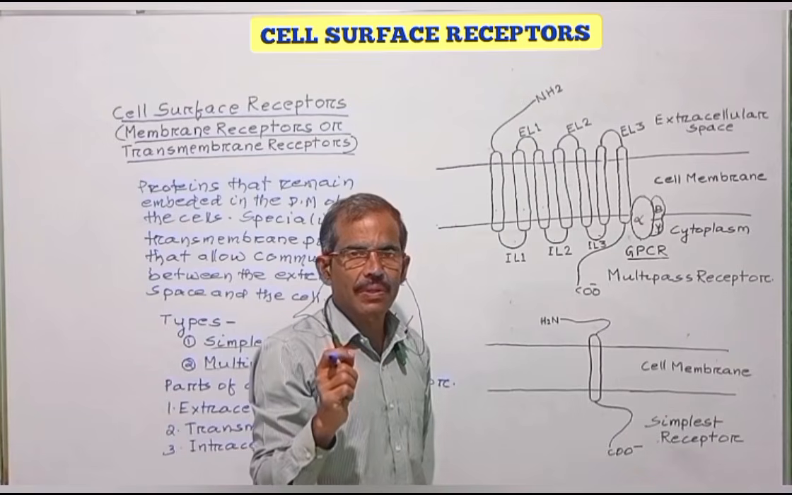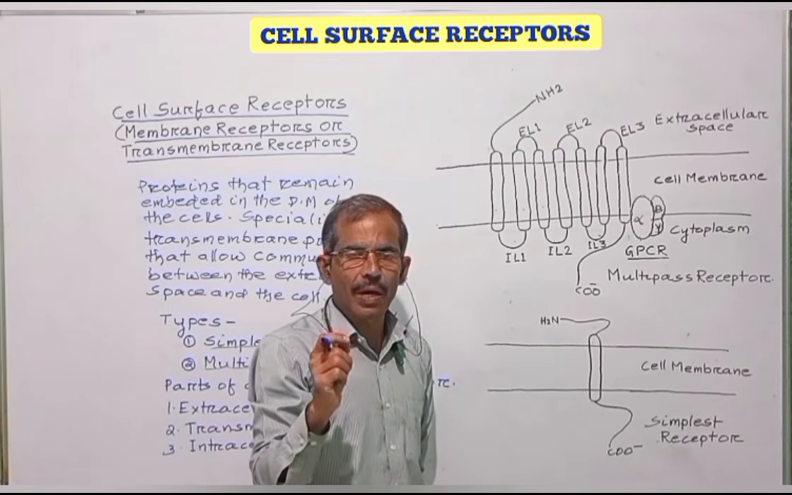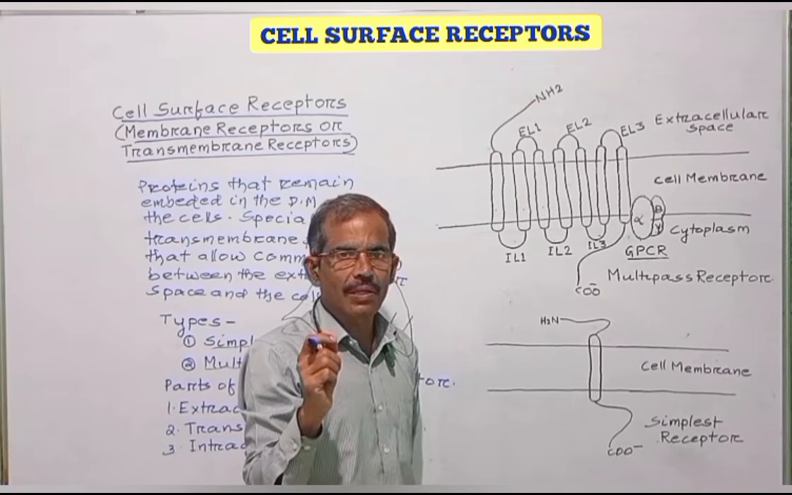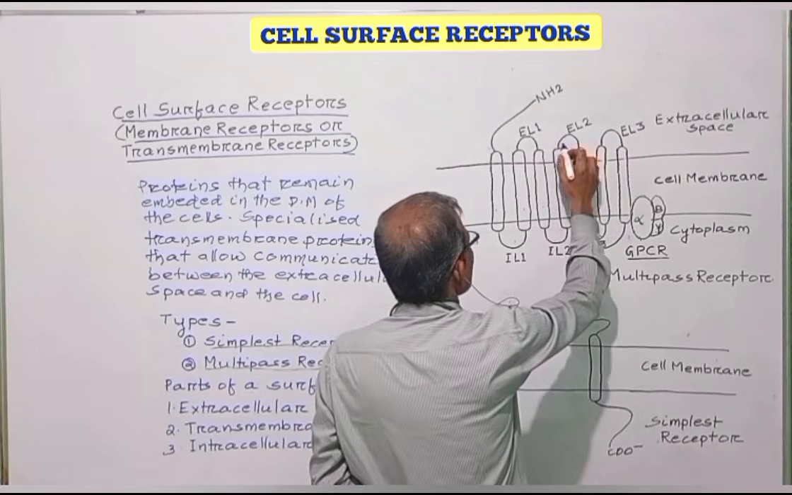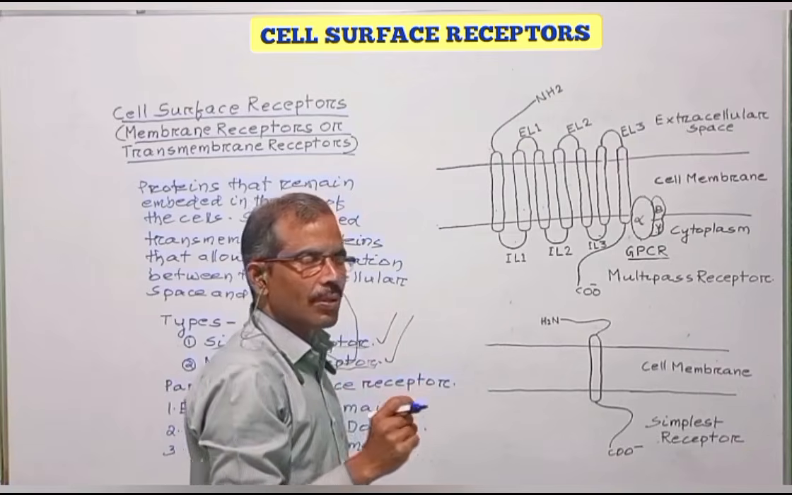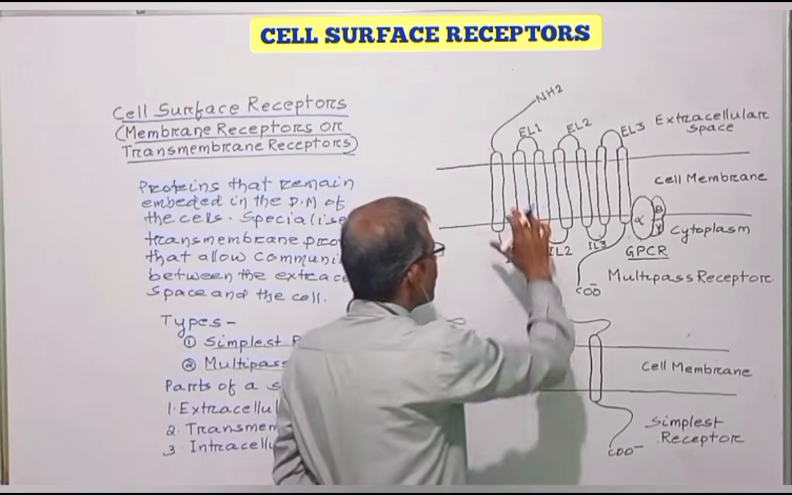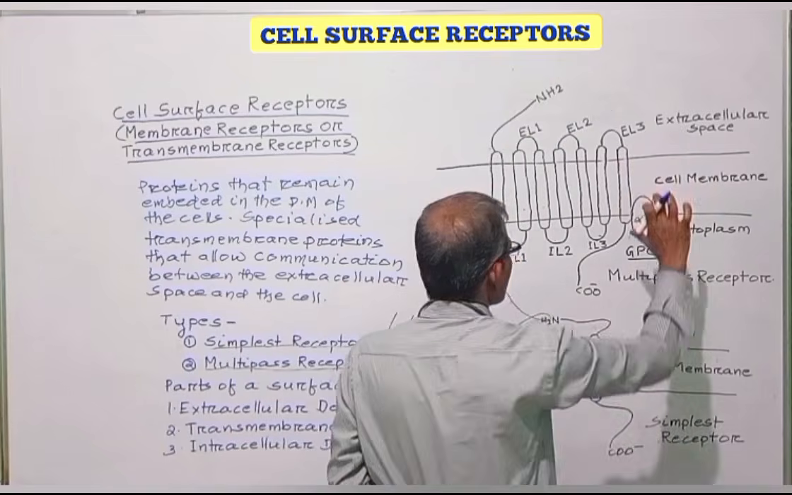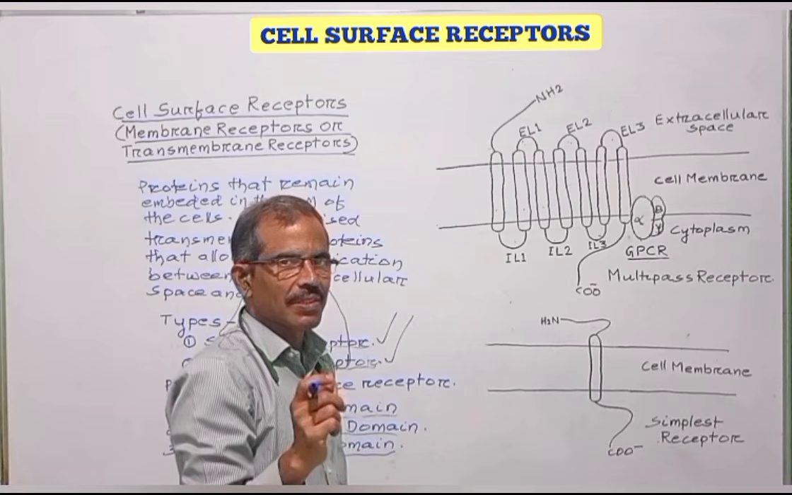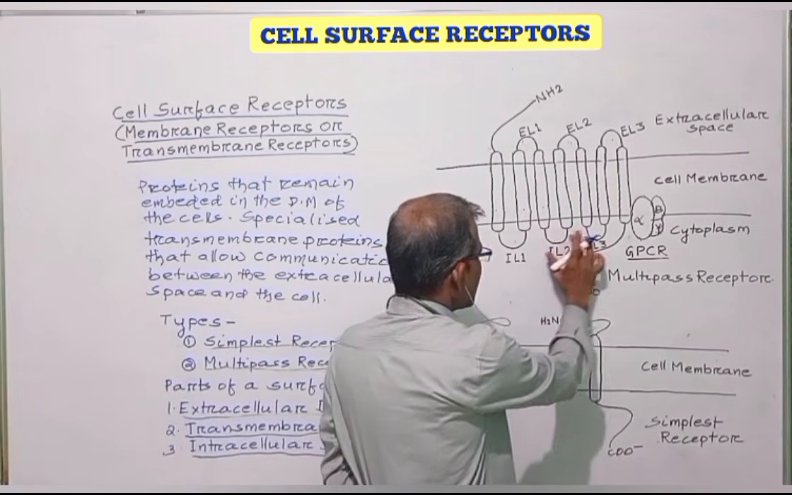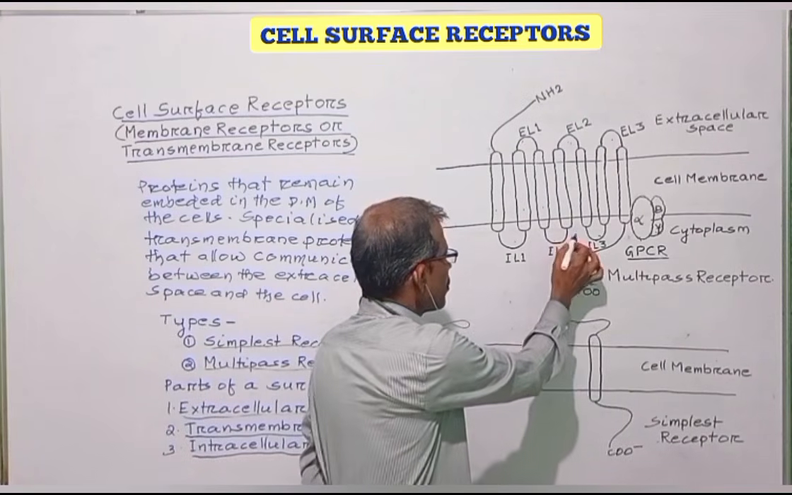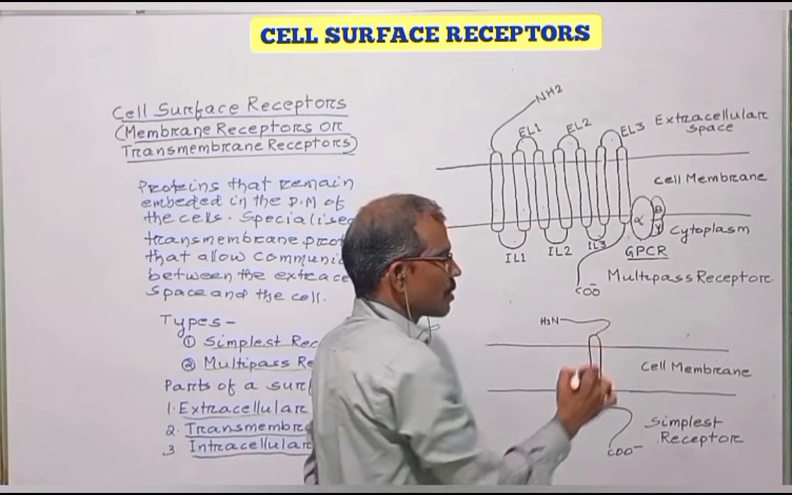Cell surface receptors are composed of 3 different parts or domains. Number 1, extracellular domain that includes the extracellular loops and the amino terminus region. Number 2, transmembrane domain which remains buried in the lipid bilayer of the plasma membrane. Number 3, intracellular domain which is the part of the receptor that remains in the cytoplasm. It is composed of intracellular loops and the carboxyl terminus.